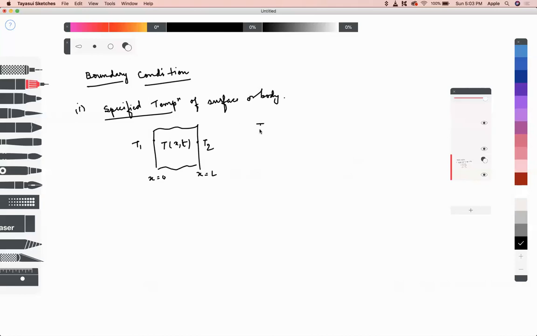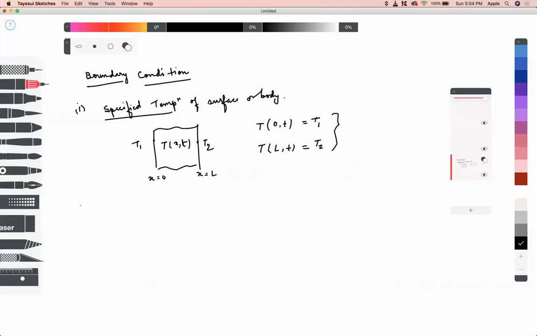Then boundary condition on this side of the wall can be represented as T(0, t) = T1. That means at location x equals 0 at time t the temperature is T1, and this is constant all throughout the analysis. And temperature at location L at time t is T2. So this is one way of giving a boundary condition.